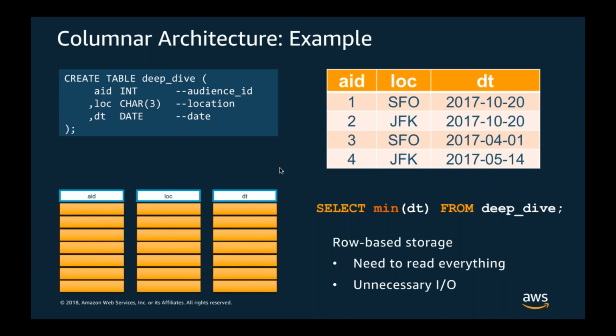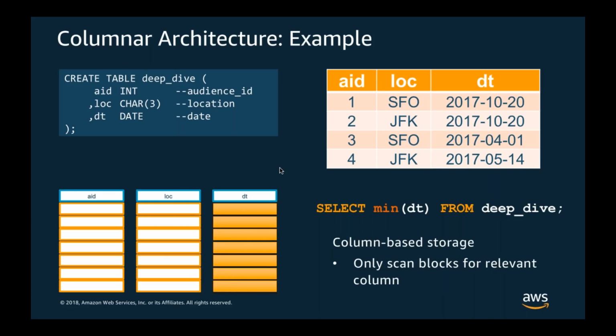Now, if you're able to flip that model and store in a columnar fashion instead of a row-based fashion, when you submit the same query you're able to read only the date column and compute the min of the date. This scans only the relevant blocks from the underlying disk for that particular column, drastically reducing the amount of I/O that needs to happen on the system. Awesome. So that's columnar, the first concept that Redshift employs to reduce the amount of I/O.